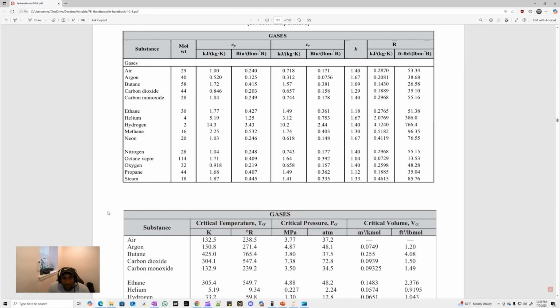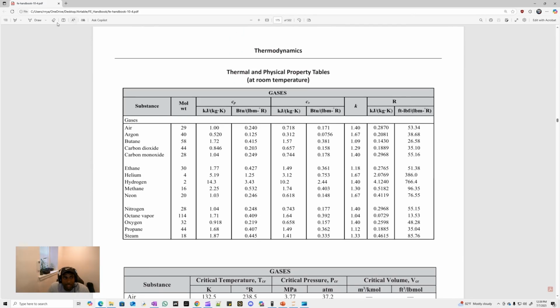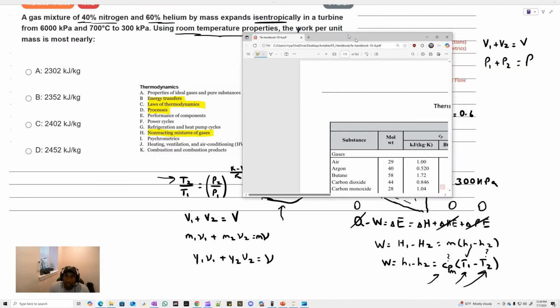All right, so for gases, I'm seeing some Cp and Cv data, and they said that it is appropriate to use room temperature properties here. So I'm looking at helium, I'm also looking at nitrogen, and I'm going to highlight the Cp values as well as the Cv values. Okay, so these are the values that we're going to use along with the mass fractions to find the mixture properties. Let's go ahead and log some of this data.